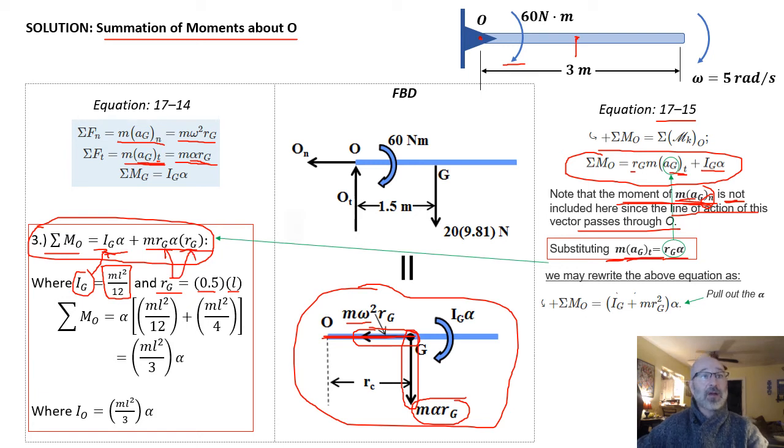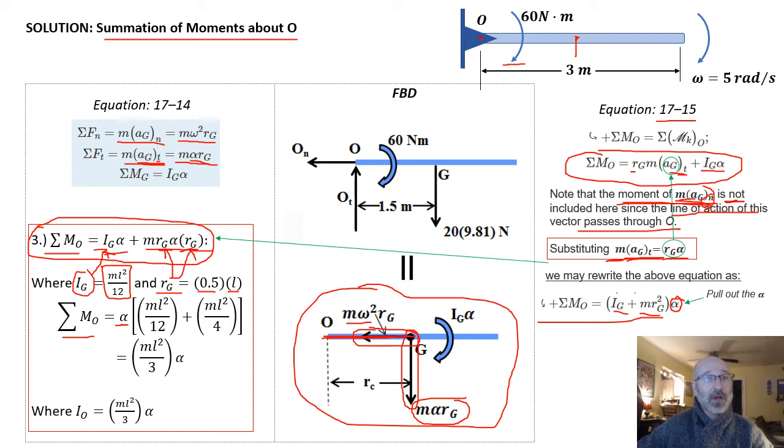I do that now, and I say the summation of moments is equal to, and I realize I can pull out this alpha term to get it in this general form. That makes life a little bit easier. So now I just have my I sub g plus my M times r sub g squared term, because you can see that r sub g is multiplied in two spots. So when I plug that in, what I end up with, pulling out my alpha, is my I sub g times the alpha term, where I sub g is equal to ML squared over 12.